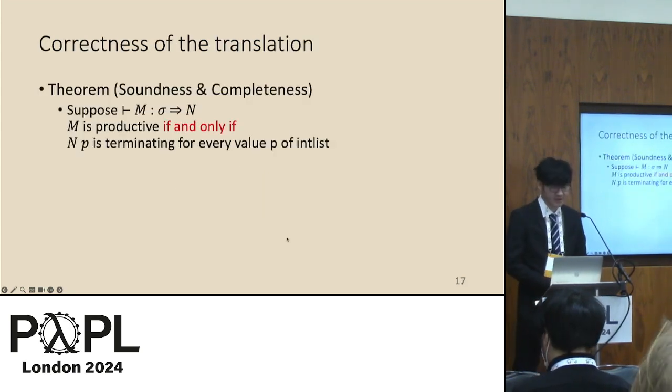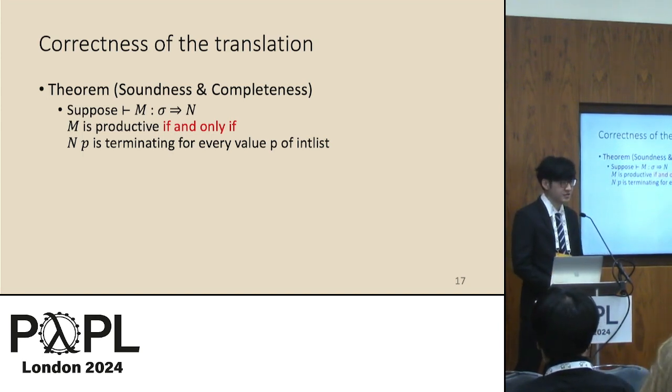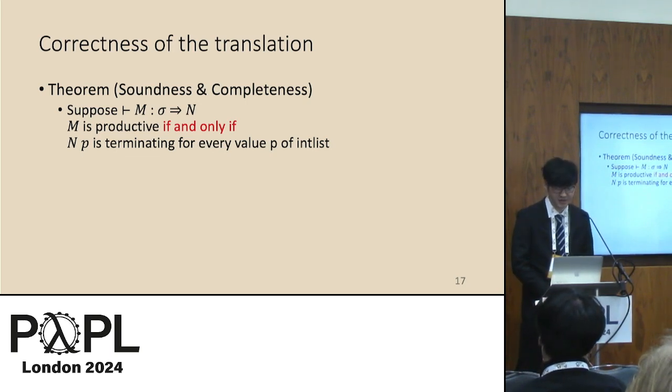Now I explain the correctness of the translation. Our translation is sound and complete. The theorem states that the original program M is productive if and only if the translated program N is terminating for all input lists. Due to the soundness and completeness, we can verify not only productivity but also non-productivity via termination and non-termination checkers.